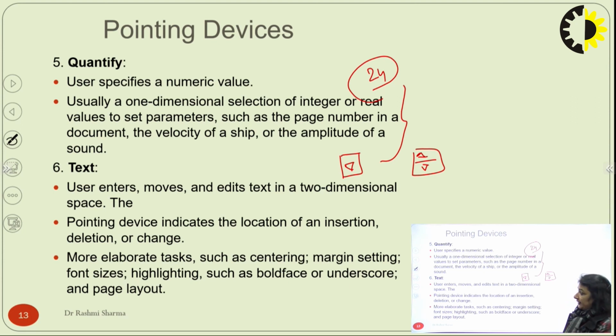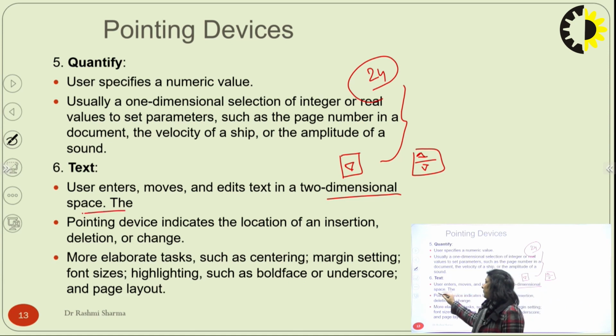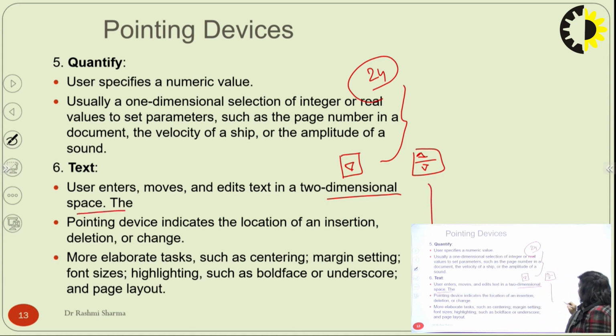And then comes the text. The user enters, moves, and edits the text, and obviously this is two-dimensional space. That is, you have these x and y coordinates. Each and every pixel value which you have starts from 0, 0, and goes up to, say, 255, depending on the screen size. What is the screen size? It depends on that particular screen. You have the x values and you have the y values.